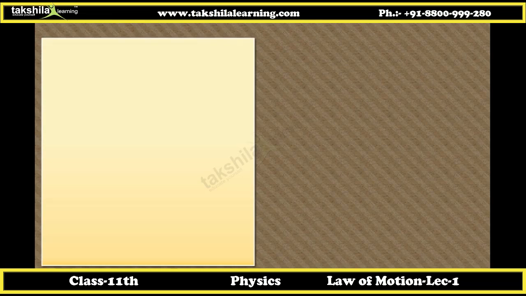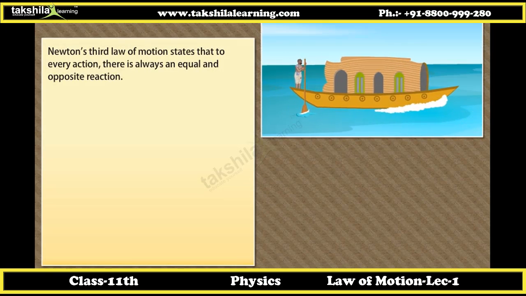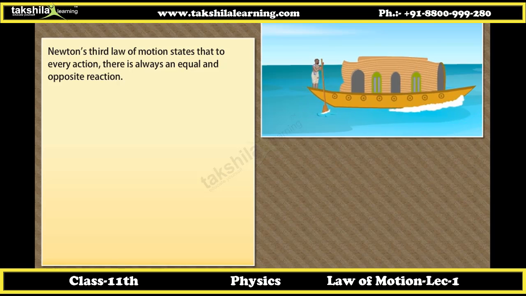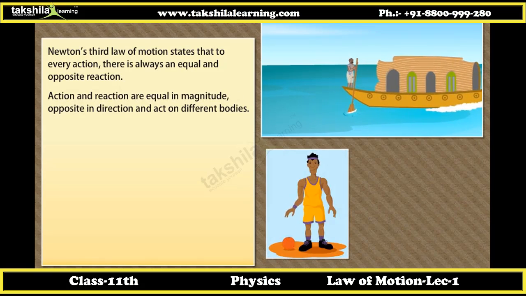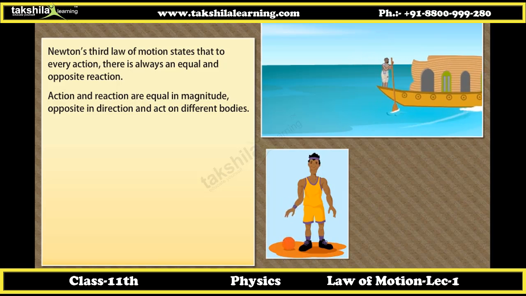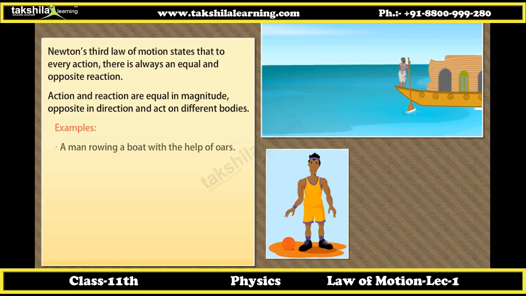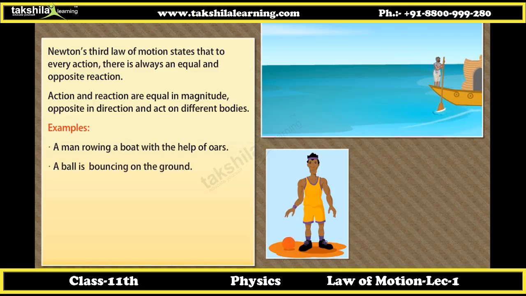Newton's third law of motion. Newton's third law of motion states that to every action there is always an equal and opposite reaction. Action and reaction are equal in magnitude, opposite in direction, and act on different bodies. A man rowing a boat with the help of oars, a ball bouncing on the ground are examples of Newton's third law of motion.